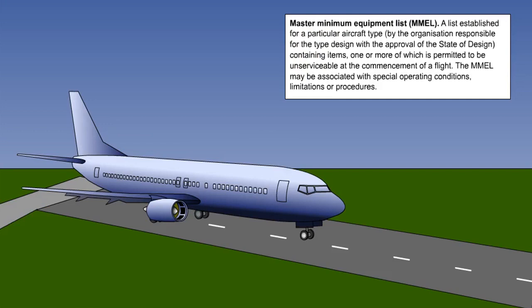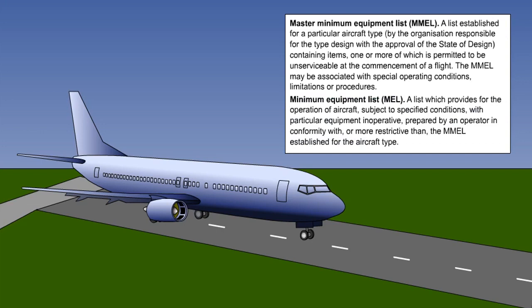In this section, we will deal first with a number of definitions that relate to the aeroplane's minimum equipment list, its MEL, and the relevant source document, the Master MEL, MMEL. Annex 6 defines each term. First, the Master Minimum Equipment List, which is established for a particular aircraft type containing items, one or more of which is permitted to be unserviceable at the commencement of a flight. The MMEL may be associated with special operating conditions, limitations or procedures. It is produced by collaboration between the aviation authority from the state of design and the designer.